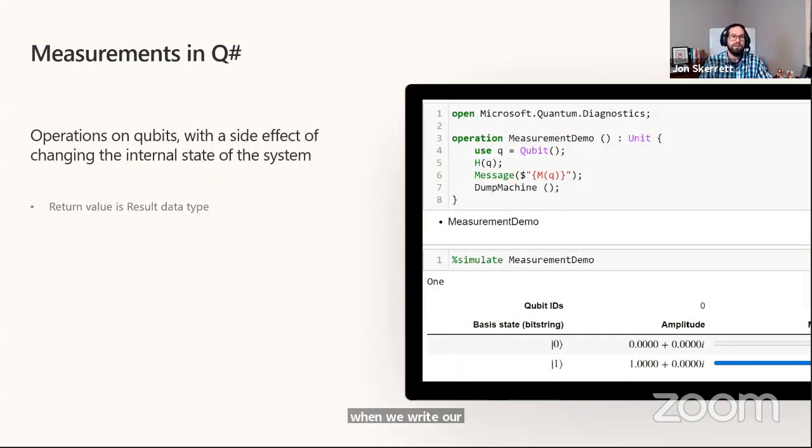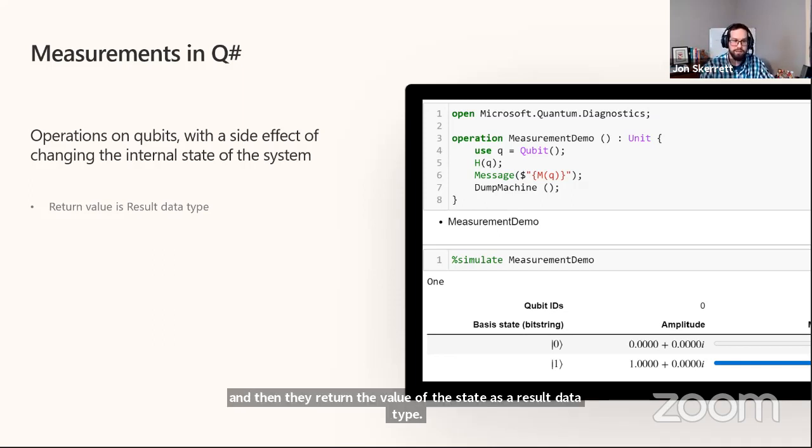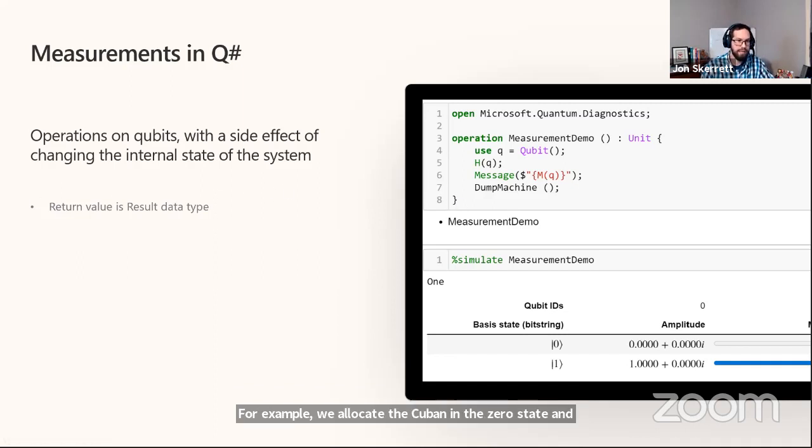Measurements in Q# are very similar to the gates, except they actually have a return value. There are also operations that take qubits as parameters and change the state of those qubits as side effects, and then they return the value of the state as a result data type. For example, we allocate the qubit in the 0 state and then apply the Hadamard gate to it. Then measure the qubit.